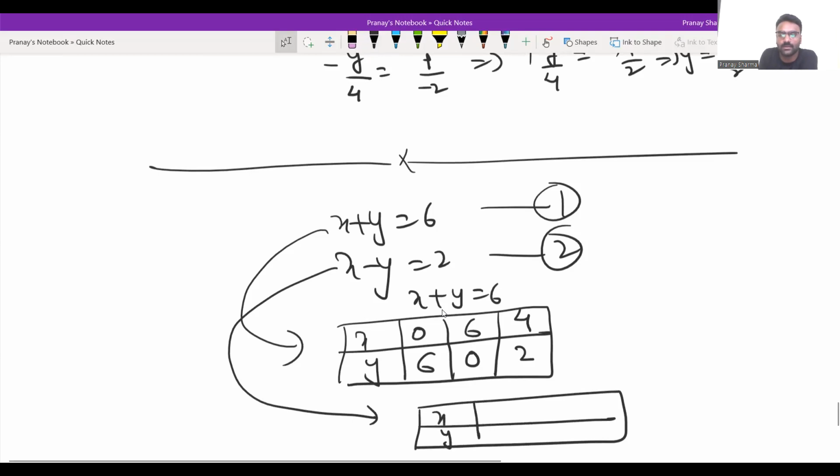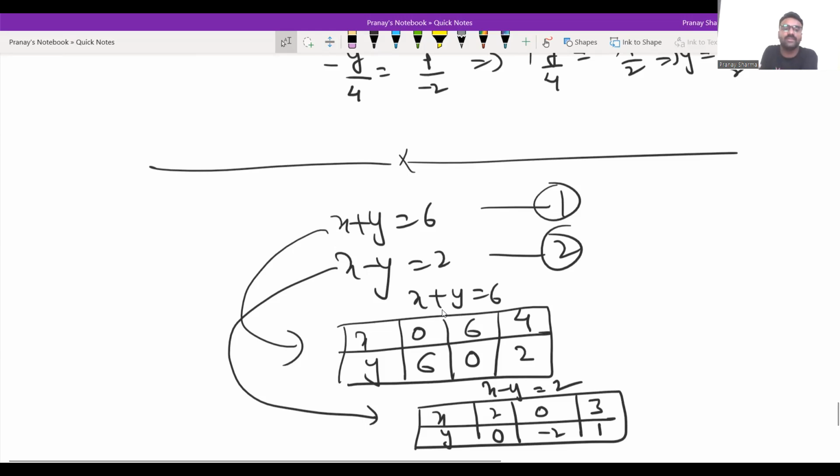x, y. Fine. This will be x minus y equals 2. If I substitute y as 0, x will be 2. If I substitute x as 0, y will be -2. If I substitute y as, let us say, 1, all right, x will be 3. Okay. So this is how it will work.